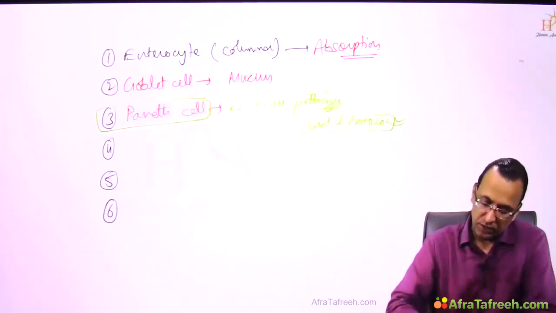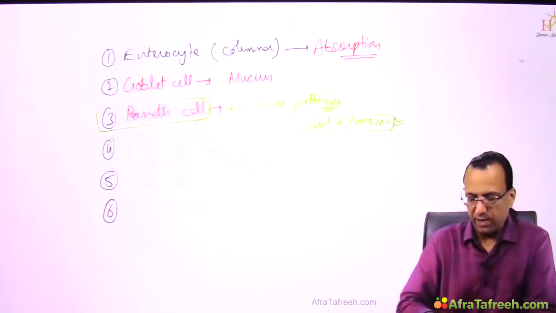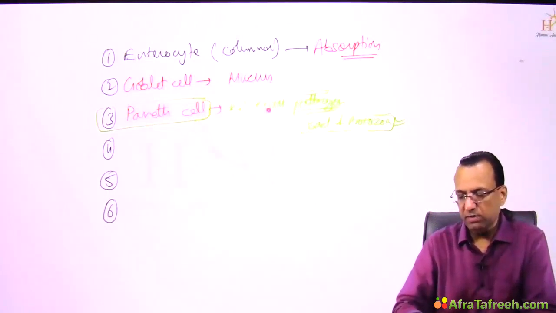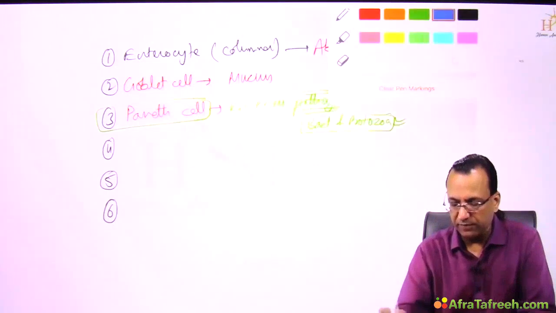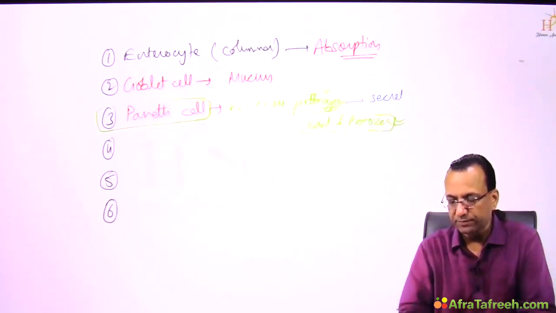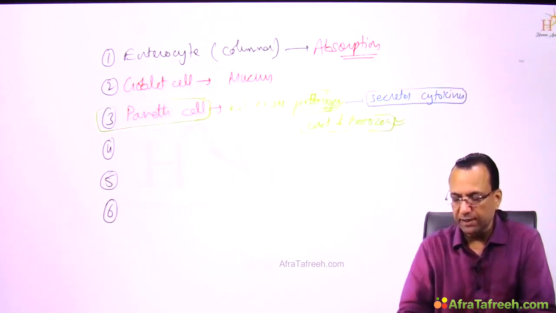Yes. How will the Paneth cell provide immunity by killing excess pathogen? How? What is the mechanism? The mechanism is that it will secrete some cytokines, and secreting those cytokines will kill the excess pathogen. It is to maintain the intestinal flora.